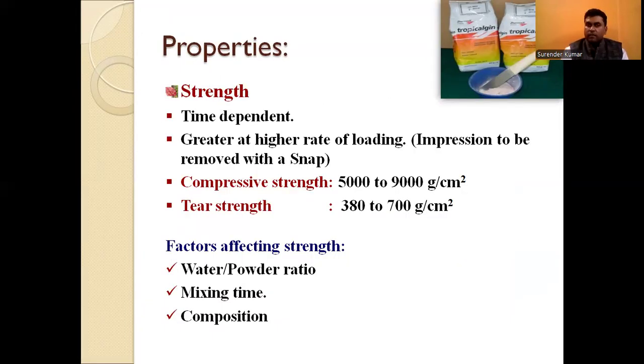Properties, strength: they are time dependent, rated at higher rate of loading, that is, the impression is to be removed with a snap. So if you remove it in a snap, the strength will be better. Compressive strength is 5,000 to 9,000 and tear strength is very poor, that is 380 to 700 grams per centimeter square. Factors affecting the strength are water-powder ratio, mixing time, and composition.